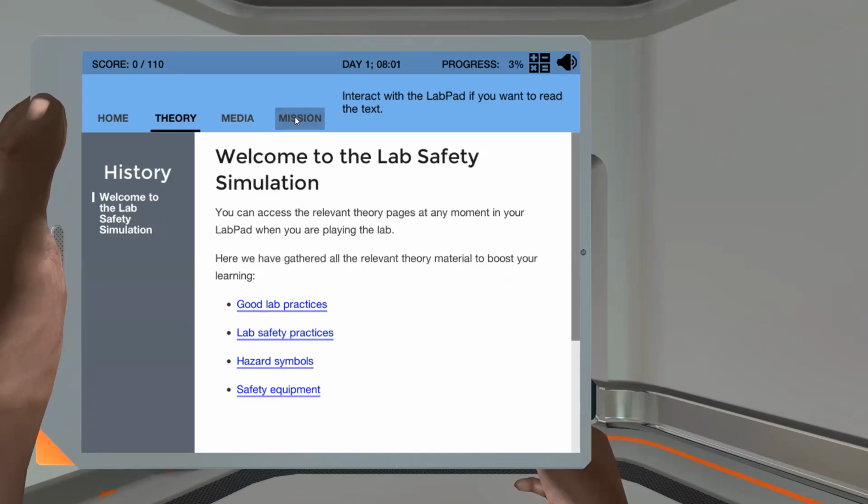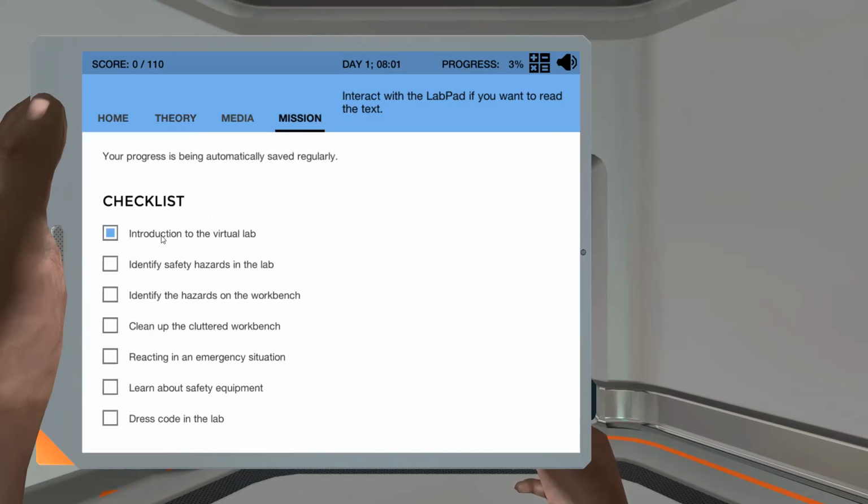And as you go through the mission, it's going to say each one of these has been completed. This is set for 100% completion, so make sure you complete the entire thing. And how do you get scored? Well, there will be questions.